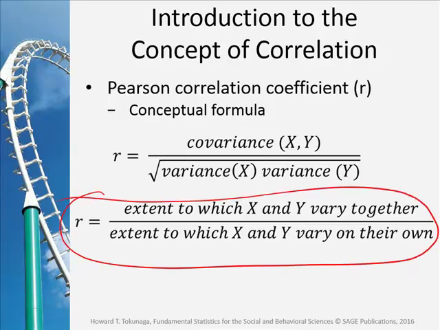R, which is our measure of correlation, is the extent to which X and Y vary together. So that's that covariance, how much movement you have together, divided by a measure of how much they vary on their own. That's all this correlation coefficient is. It's just a measure of how much of the overall variance is due to them moving together.